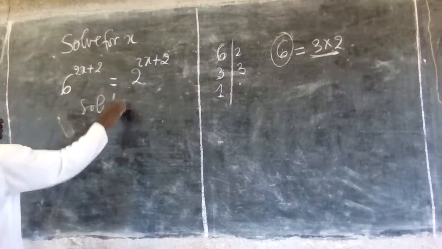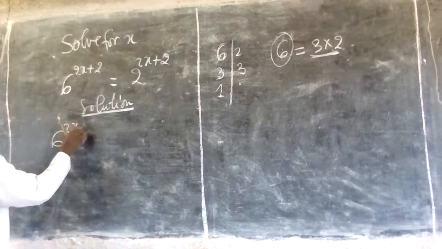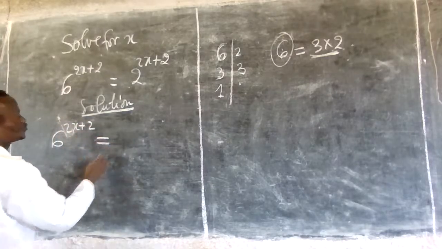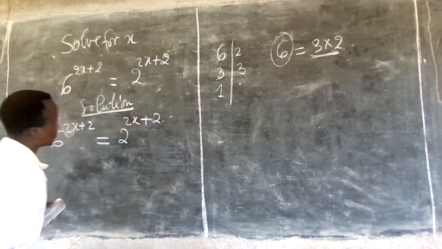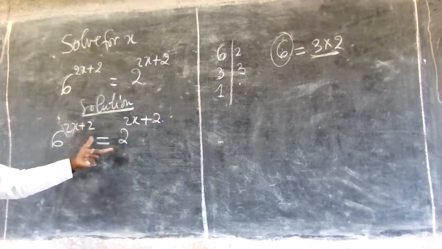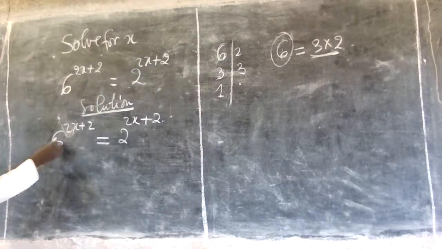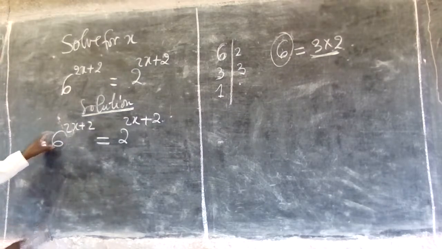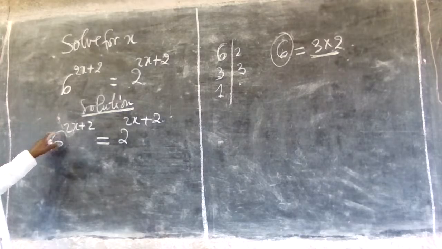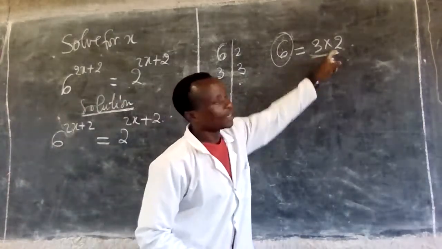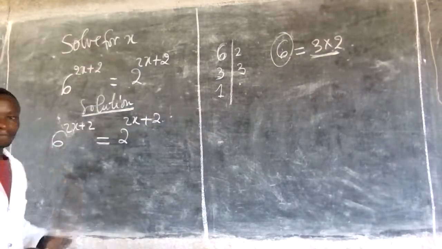We have 6 power 2x plus 2 is equal to 2 power 2x plus 2. Yes, it is our original equation. So now let's solve it, please. Remember what I told you. We are going to substitute this 6 by its factors.